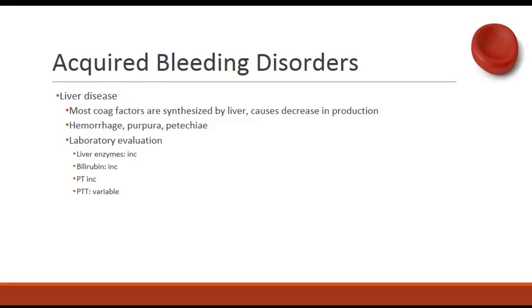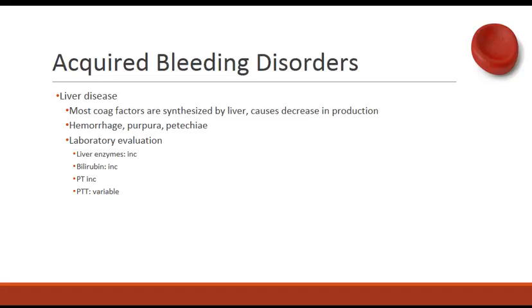Okay, acquired bleeding. These bleeding disorders are from other things that are going on with the patient. So these are secondary to something else. Like the first one is liver disease. Since most of the coag factors are made by the liver, when the liver is damaged, it's not working properly, the coag factors are not being made. So this can be seen in cirrhosis or hepatitis, liver cancer, anything that's going on with the patient's liver.